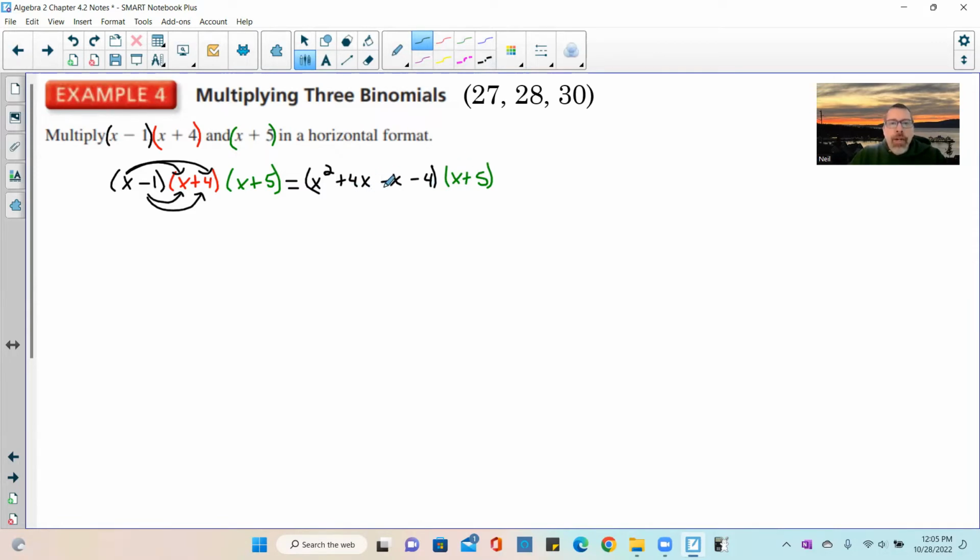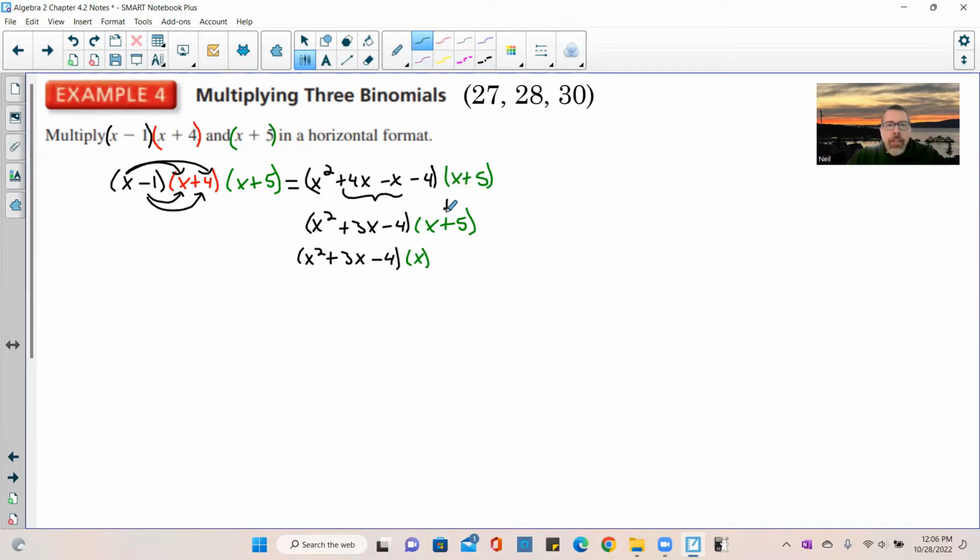And notice the 4x minus x, that can be combined here. 4x minus x is 3x. So I'm going to rewrite that as x squared plus 3x minus 4. I'm just simplifying this a little bit. And then times x plus 5. Okay, the next thing is we need to distribute the x and the 5 to everything. So this is going to become x squared plus 3x minus 4. And I'm going to multiply that all by x.